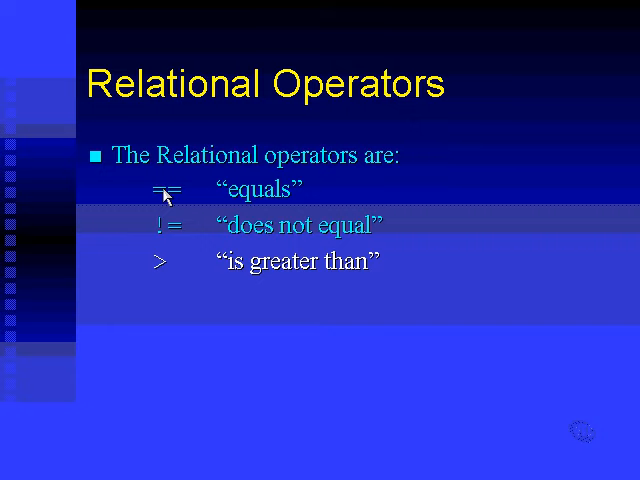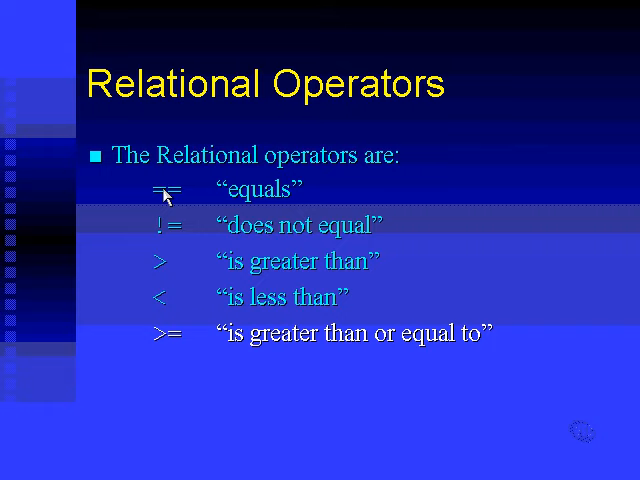Also we have is greater than. Now we've seen that before. That's a greater than sign. Straightforward, and the opposite of that is less than. We also have a greater than or equal to sign, which should be fairly self-explanatory. It's the combination of if it's greater than or if it's equal to.